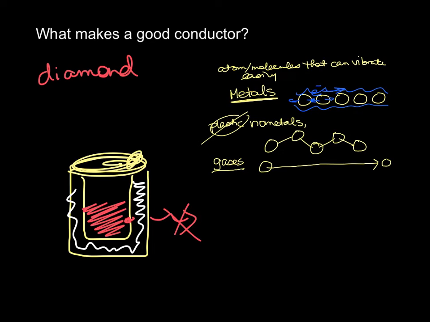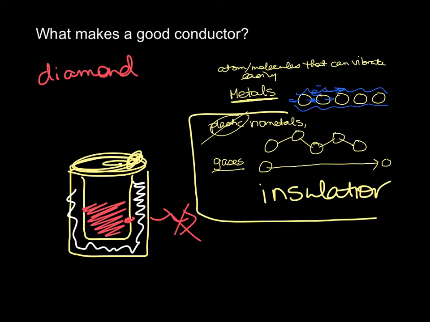Nonmetals, plastic, glass, these are all poor conductors, and a poor conductor is an insulator. Okay, so all of these guys here are insulators. Glass and a vacuum. So if you're looking for a good conductor, you want a metal.